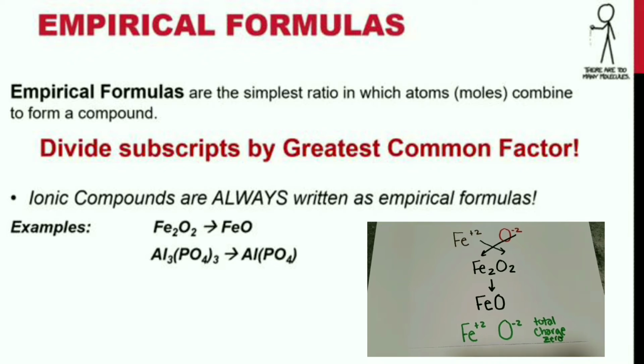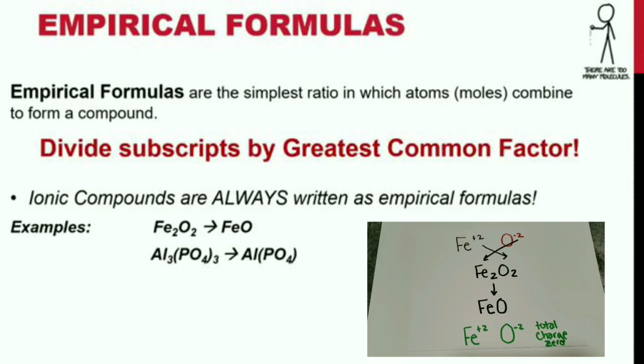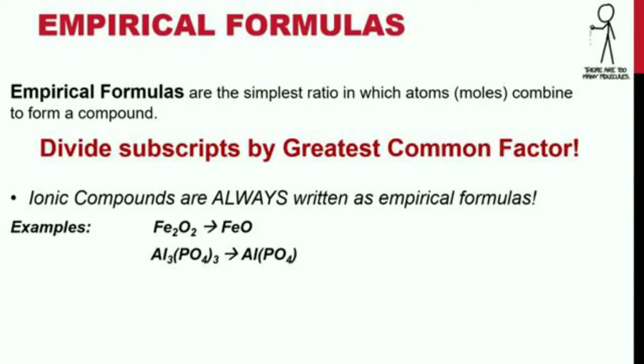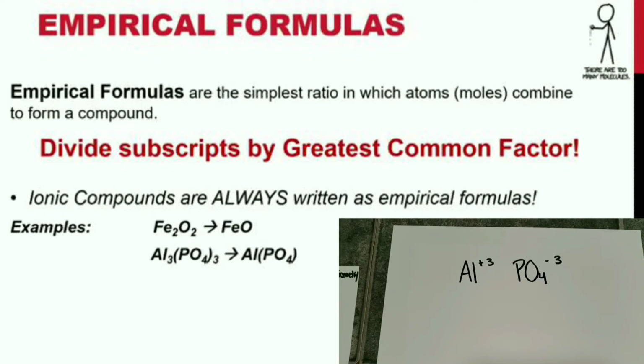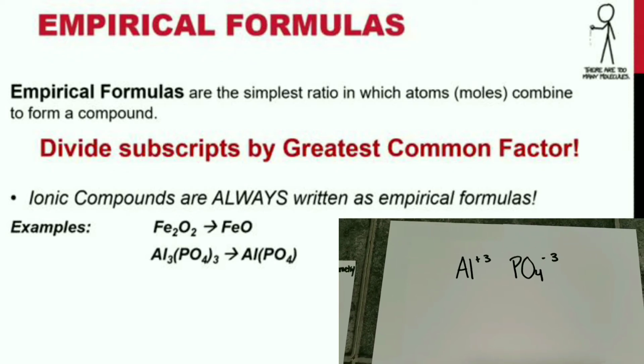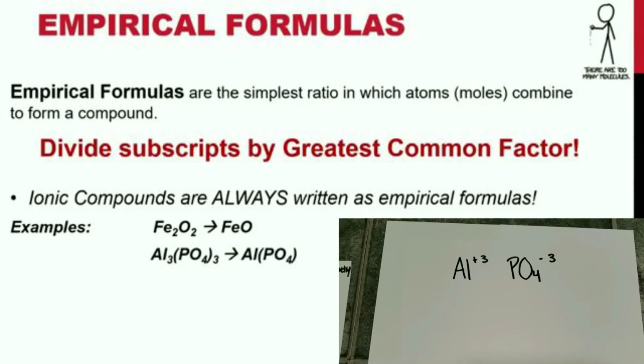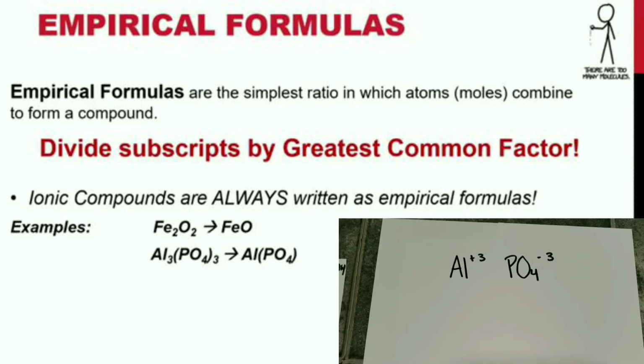The simplification works because the goal of making an ionic compound is to have the total charge equal to 0. When we have 1 iron plus 2 and 1 oxygen minus 2, our total charge is 0. The same holds true for aluminum phosphate. When we have 1 aluminum and 1 phosphate, we already have a total charge of 0. So there is no need to use the crisscross trick.